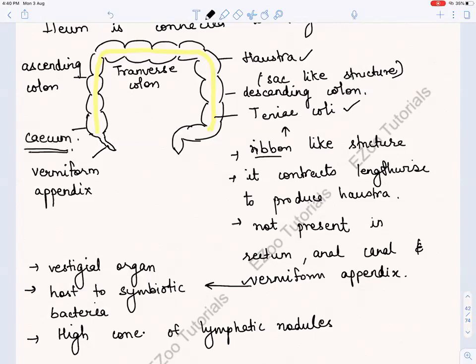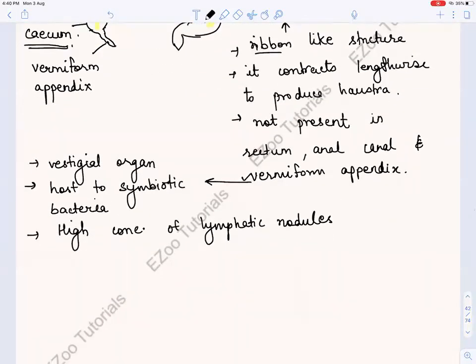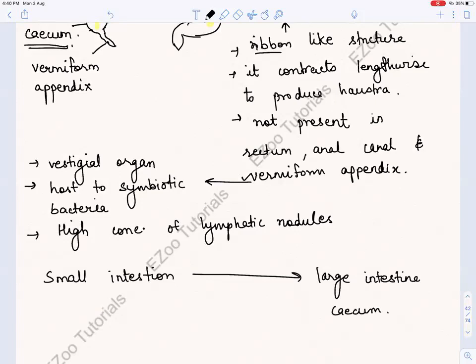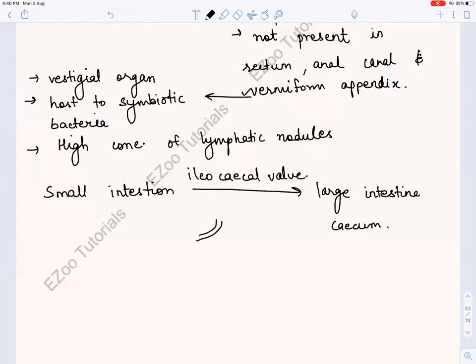Okay, this is the cecum. Remember I told you that the small intestine connects to the large intestine. Which part of the large intestine? It connects to the cecum, and via what? The ileocecal valve or sphincter. So if this is the small intestine, and this is the cecum, it is attached to here.